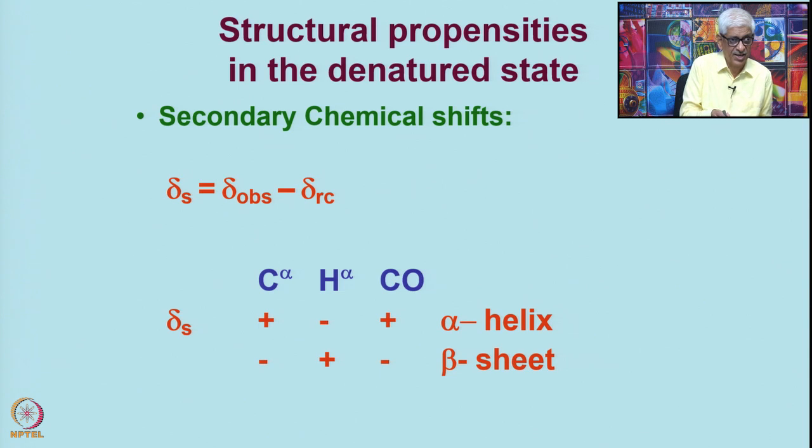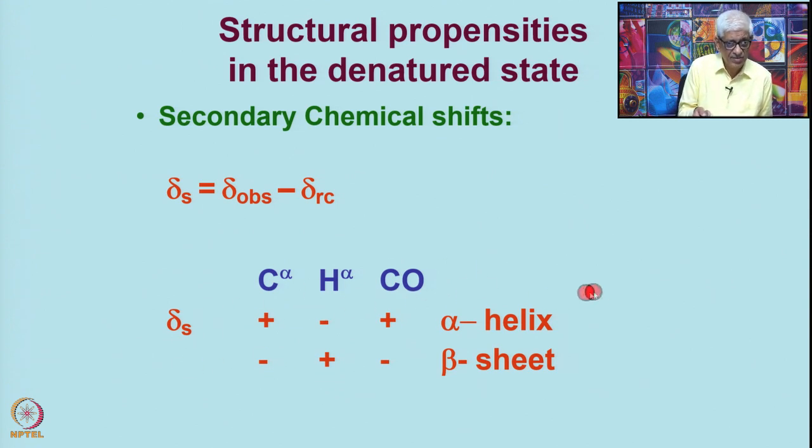Yes, there is a trend here. Now, if you plot and look at the secondary shifts for an alpha helical structure, if there is a propensity, so in a denatured state, there is no regular structure, but there can be a propensity. What does propensity mean? It has a higher probability of obtaining a particular kind of structure. It will not be permanently there. It forms and goes, forms and goes, forms and goes. So that is what is called propensity, a certain propensity for a helical structure.